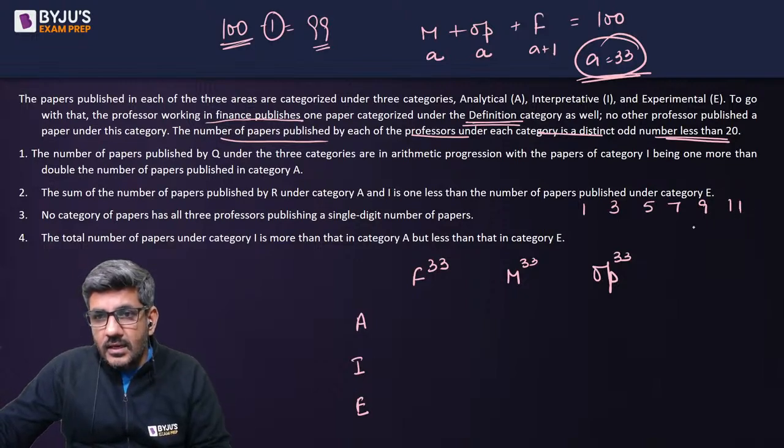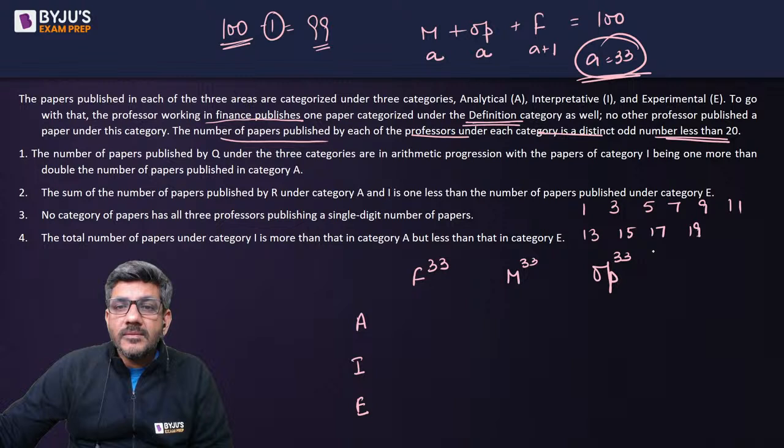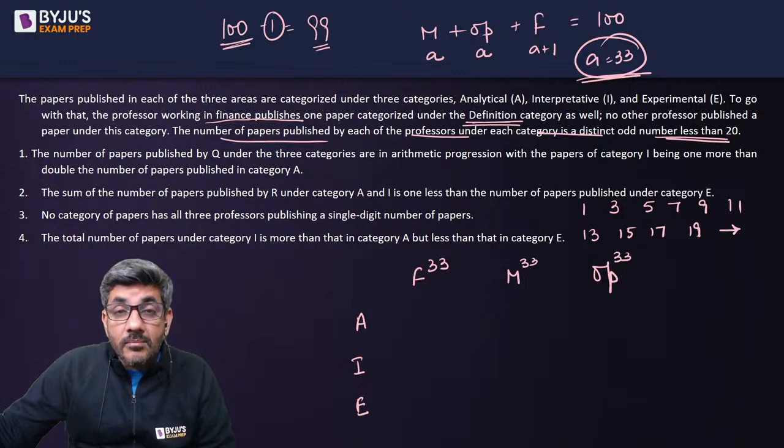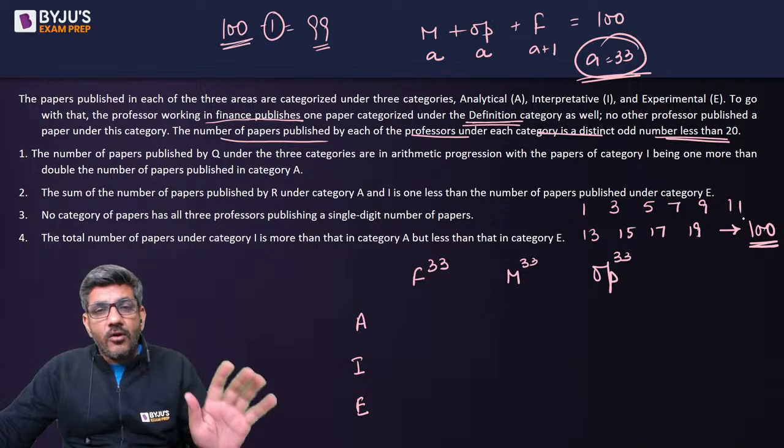Yes. 11, 13, 15, 17, and 19. These are the numbers. Now, what is the sum of these 10 numbers? That is the sum of the first 10 odd numbers. The sum of the first 10 odd numbers is 10 square, that is 100. The sum of the first n odd numbers is n square.